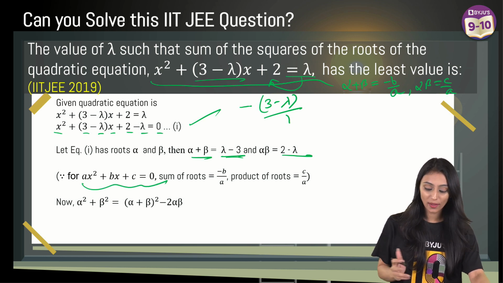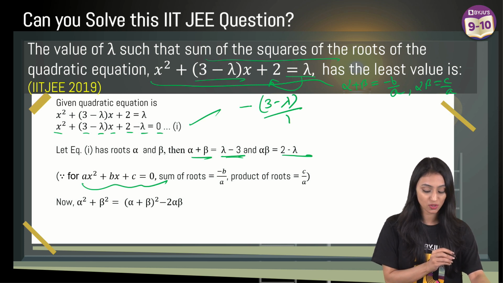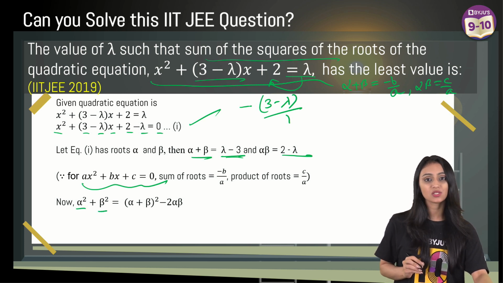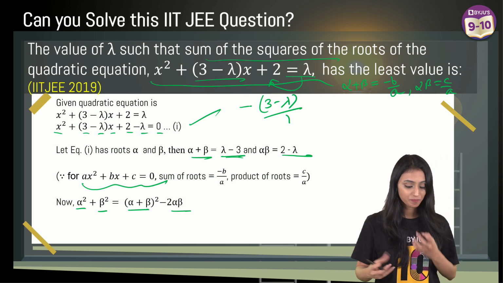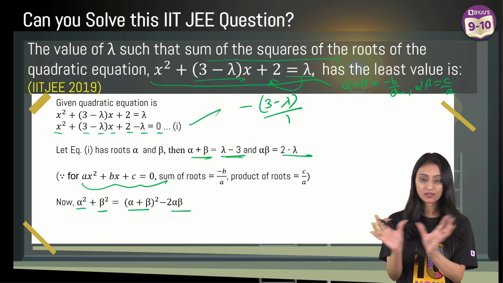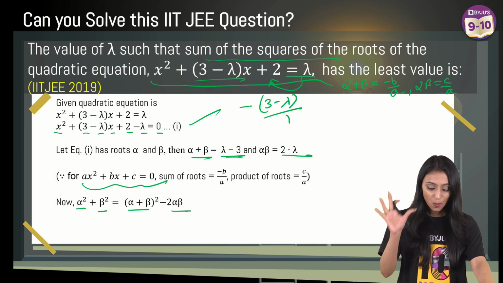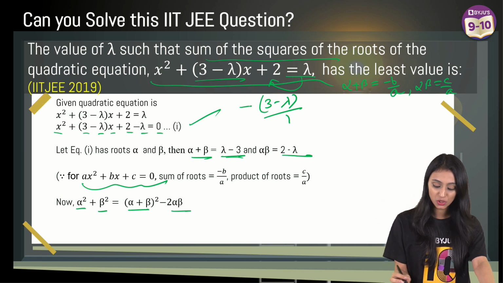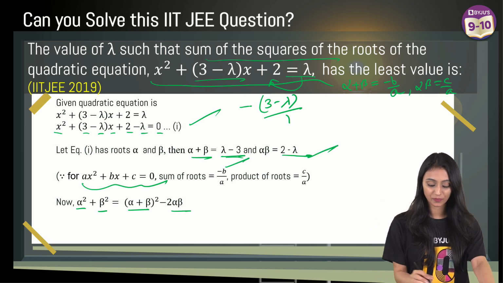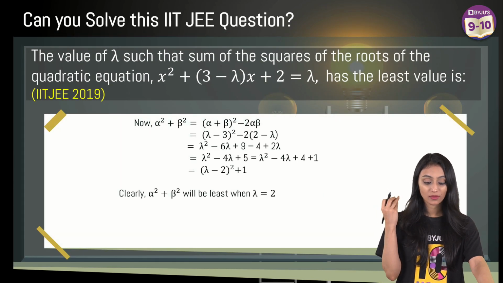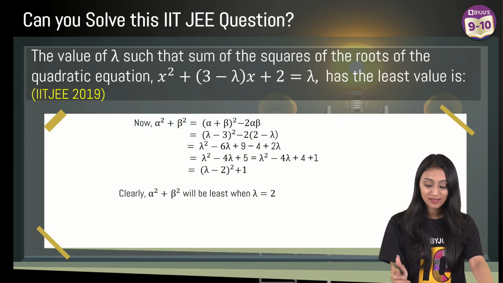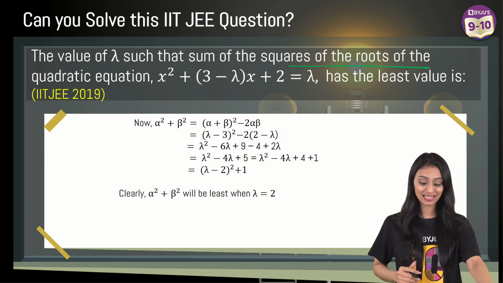All right, and I know one thing, question is talking about the sum of squares of the roots. So alpha square plus beta square. Can I write this as alpha plus beta whole square minus 2 alpha beta? Now what I'm going to do here is, I'm just going to substitute whatever I have got from here, because question wants what should be the value of lambda so that the sum of the squares of the roots has the least value.